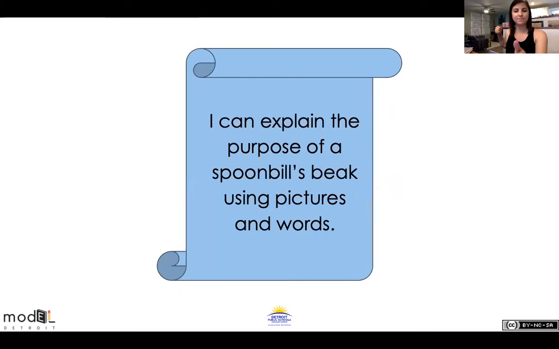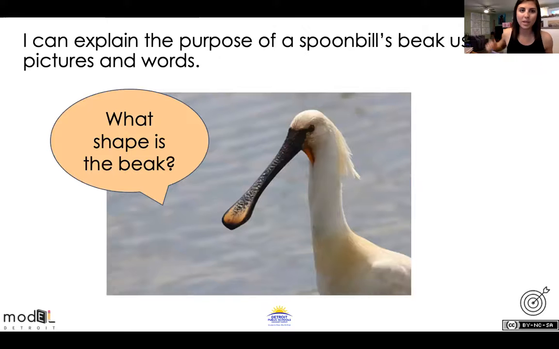I can explain the purpose of a spoonbill's beak using pictures and words. All right, so let me move my little face. Says, I can explain the purpose of a spoonbill's beak using pictures and words. What shape is the beak? What shape? Let's go back to that spoonbill page. Spoonbill, a swishing beak. Ooh, spoonbills have flat paddle-shaped beaks. So what shape is it? Flat paddled. All right, so we are going to be using our composition notebook today. So open up to your next page.